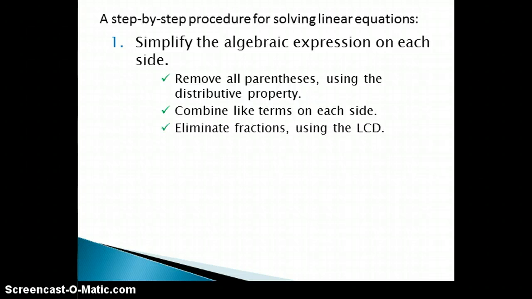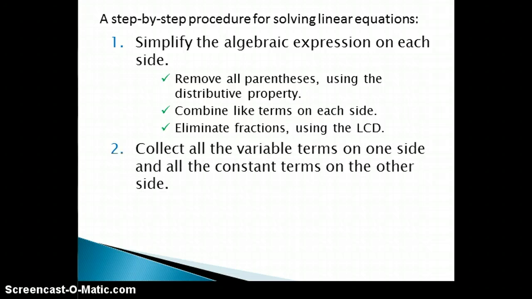Are there any fractions in the equation? If so, then we can eliminate them by multiplying both sides of the equation by the least common denominator. Once the algebraic expressions are simplified completely on both sides, we're ready to collect all the variable terms to one side and all the constant terms to the other side.